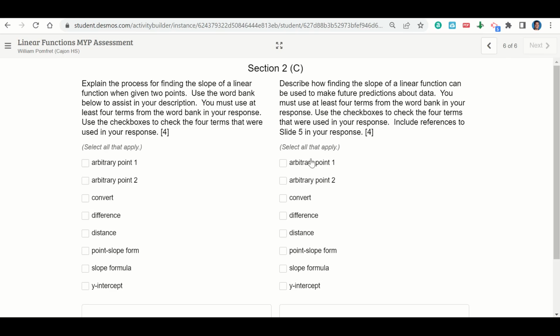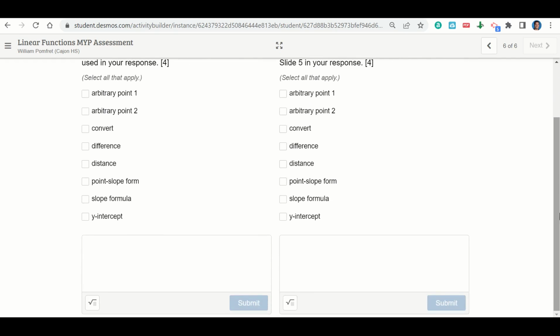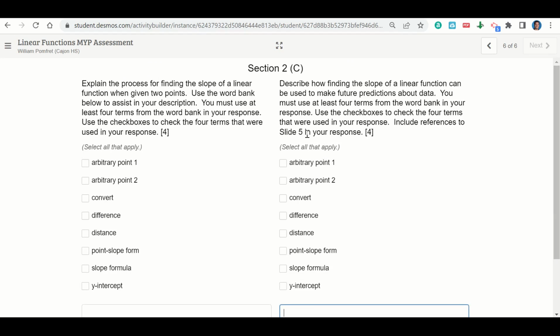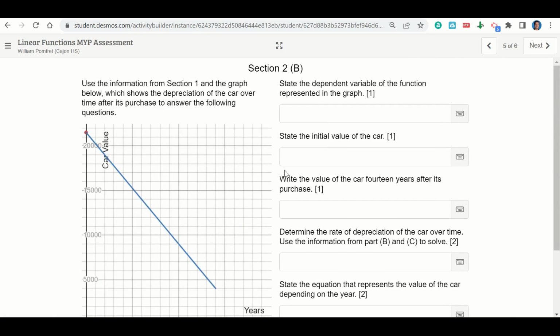It says, use the checkboxes to mark the 4 terms that you use. You need to use at least 4 as well, and answer this. And you need to reference slide 5 in your response. So slide 5 was this one with the car depreciation.